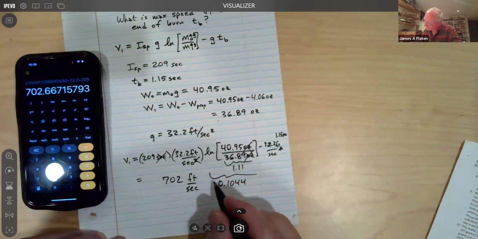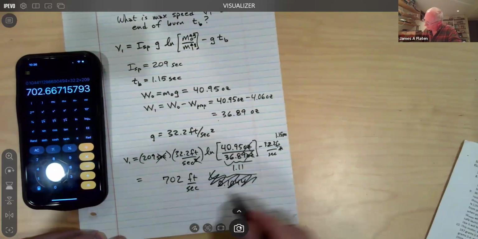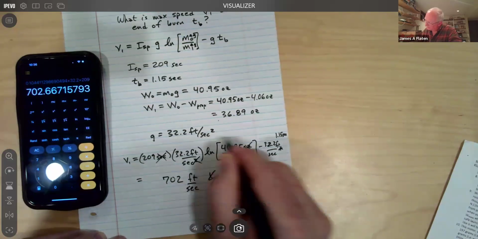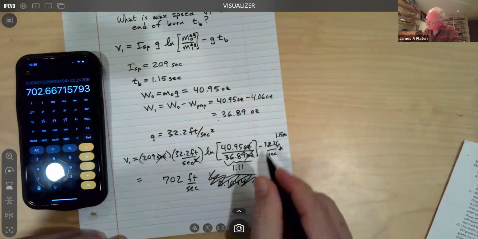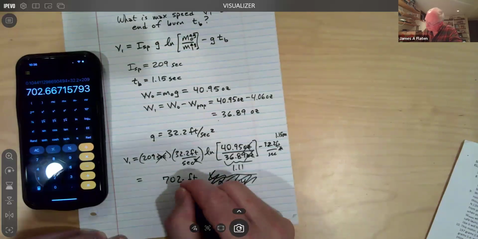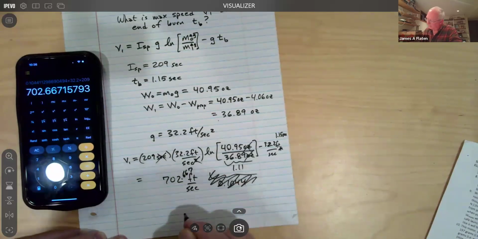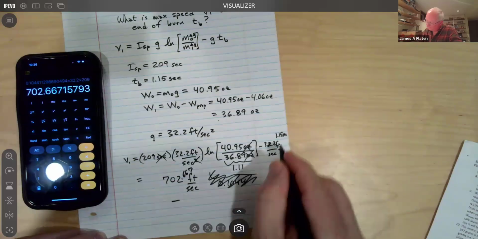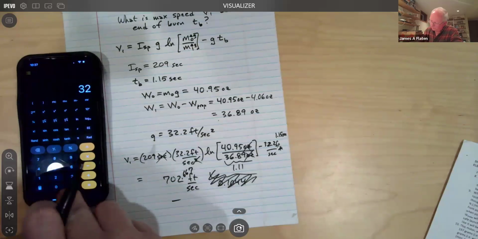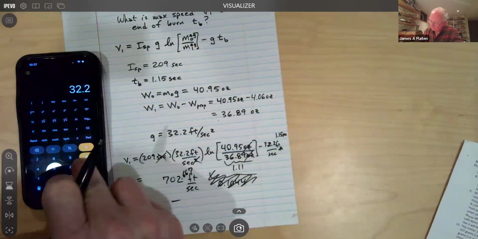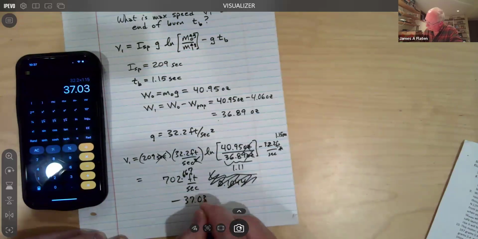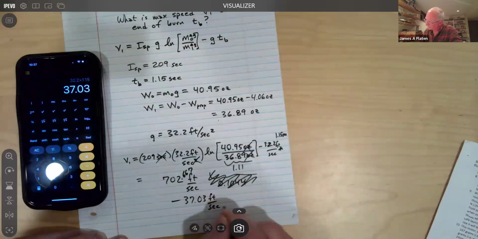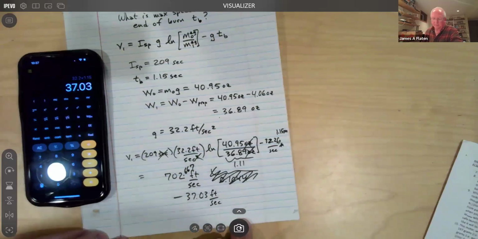This is a little bit messy. I'm going to erase this part because this logarithm times that gave me 702 feet per second. And then I need to subtract off this thing. So 702.667, I'm even going to write it down, minus 32.2 times 1.15, 37.03 feet per second. That's my gravitational penalty. In other words, I can't quite go as fast as I was hoping to.